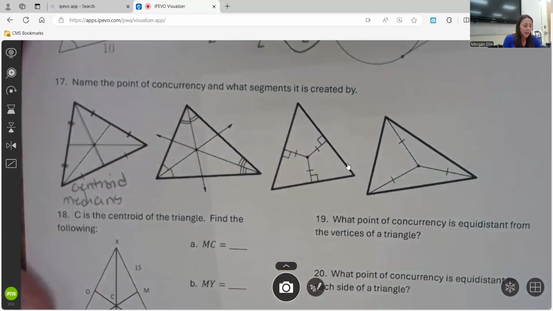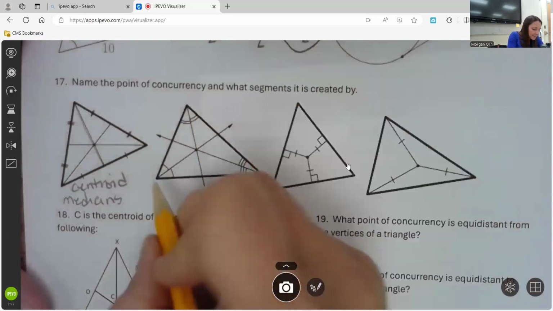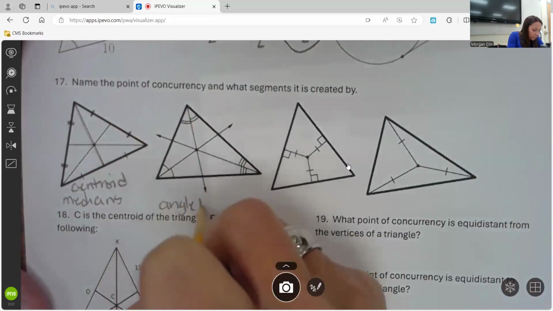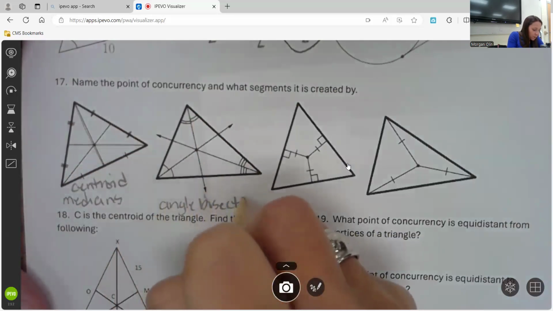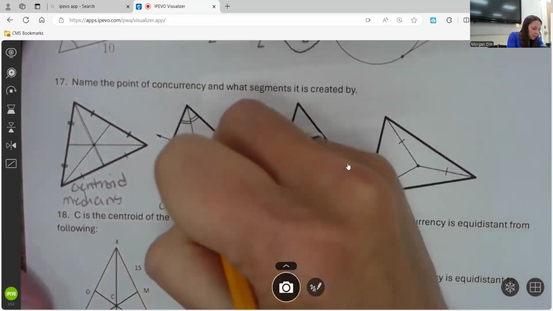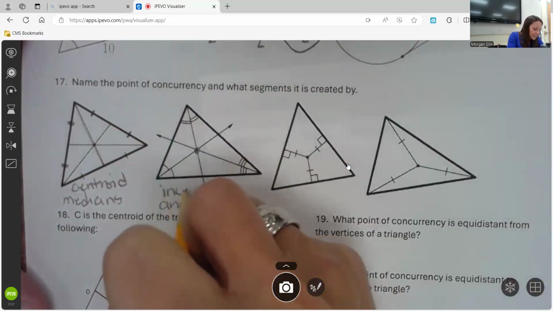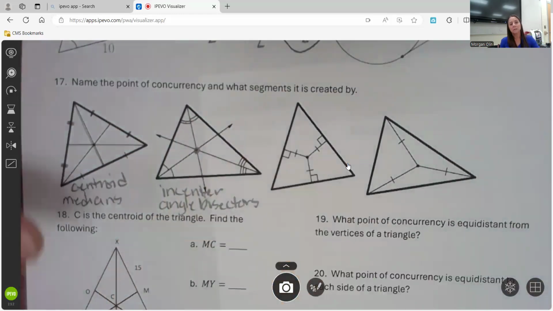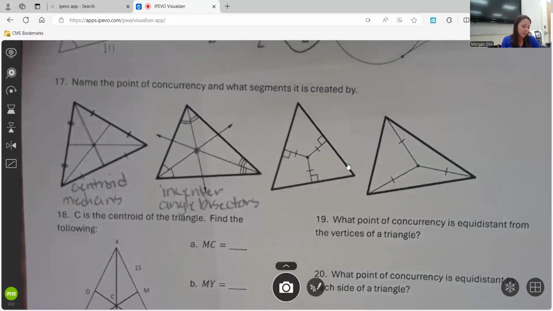It is the centroid. So centroid and medians go together. Now right here, notice we have angle bisectors. And when we have angle bisectors, the point of concurrency is called the incenter. You got to memorize this. You got to memorize what they look like. You got to memorize what goes with what.